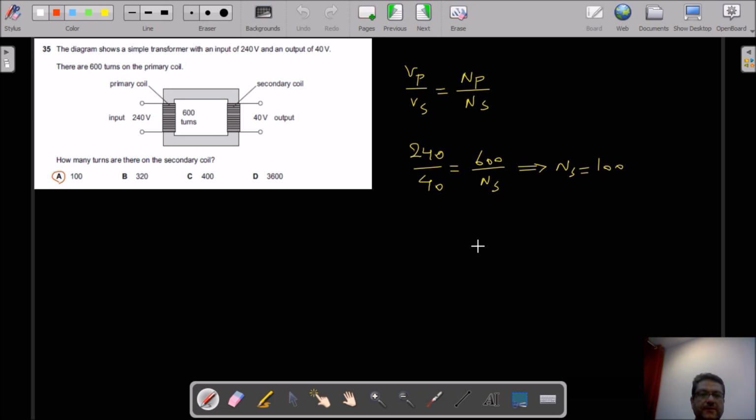Question 35. The diagram shows a simple transformer with an input of 240 volts and an output of 40 volts. There are 600 turns on the primary coil. How many turns are there on the secondary coil? Using the formula for a transformer, voltage of primary divided by voltage of secondary equals number of turns of primary divided by number of turns of secondary. By using this formula and substituting the information, you can find NS. So NS will be 100 turns. So for question 35, A is right.